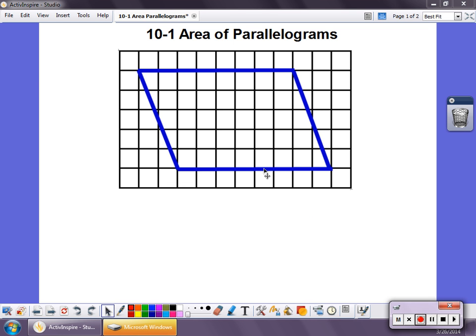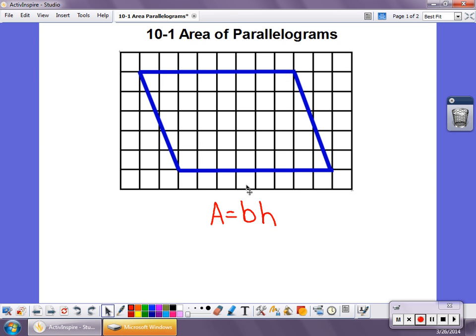You find the area of a parallelogram the same way that you find the area of a rectangle. You're going to use the exact same formula, which is area equals base times height. Now what I want to do before we get into this formula is show you how I know that formula is correct. So first I want you to imagine this parallelogram right here.